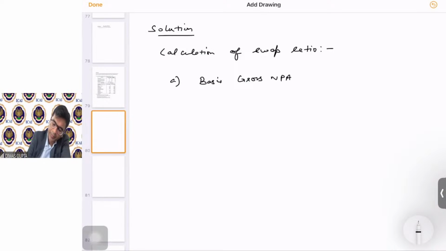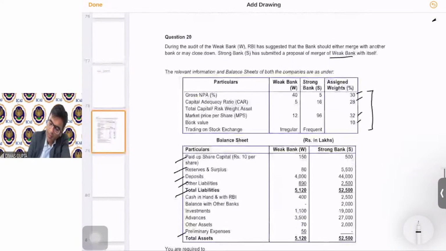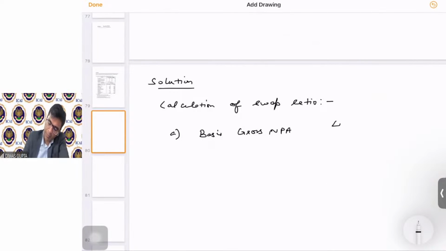Gross NPA. Now, students, you tell me, 40 is the target company's ratio, 5 is the acquiring company's ratio. In the normal parlance, we would have done this, right? So the ratio is coming out to be 8 is to 1. So what does this mean? That 8 shares of strong bank to be issued for 1 share of weak bank.